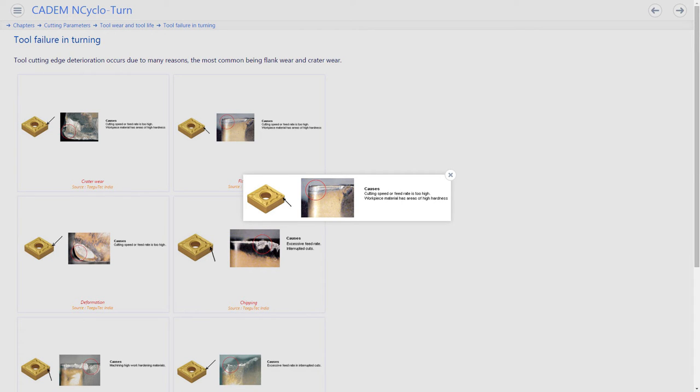These are some types of tool wear. Flank wear, the picture in the middle, is the most common. As you can see, it makes the cutting edge more blunt, resulting in higher cutting forces and changes in part dimensions.